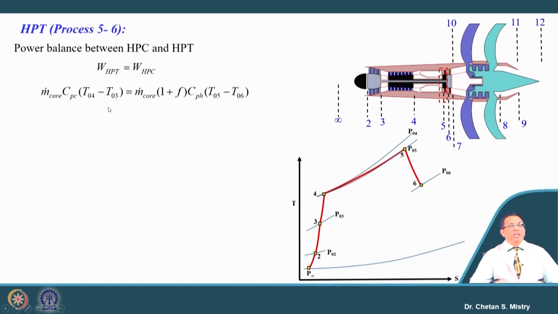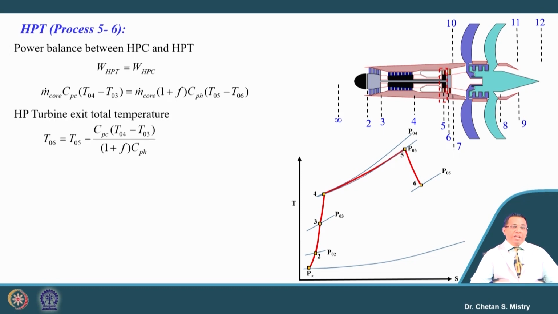In this case, this represents my compressor work, it is m dot C_p (T04 minus T03), and this represents my turbine work, that is m dot core 1 plus f, C_p (T05 minus T06). Based on that, we can calculate the exit temperature from our HP turbine. Now, our requirement also is to calculate the exit pressure from the HP turbine.